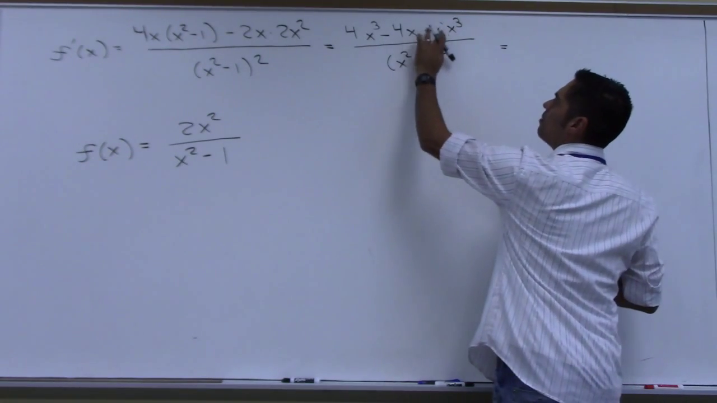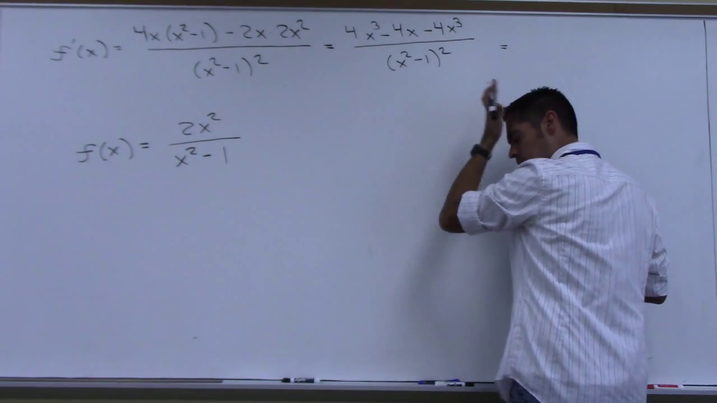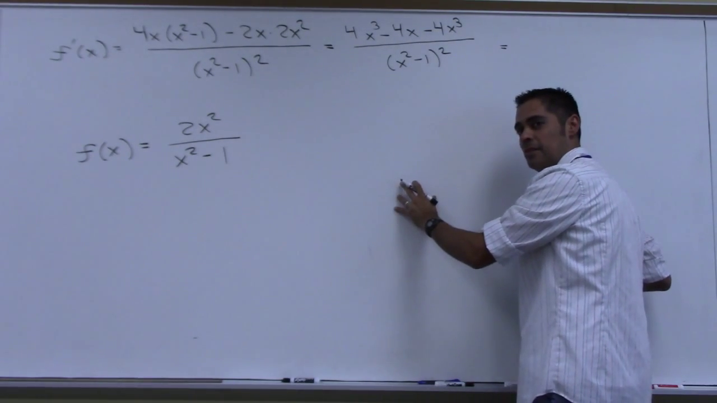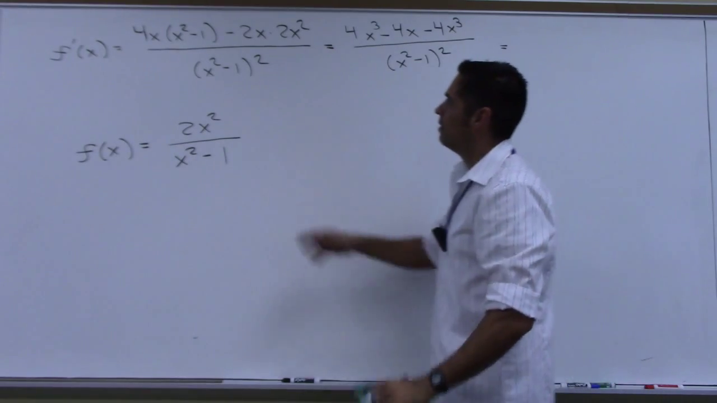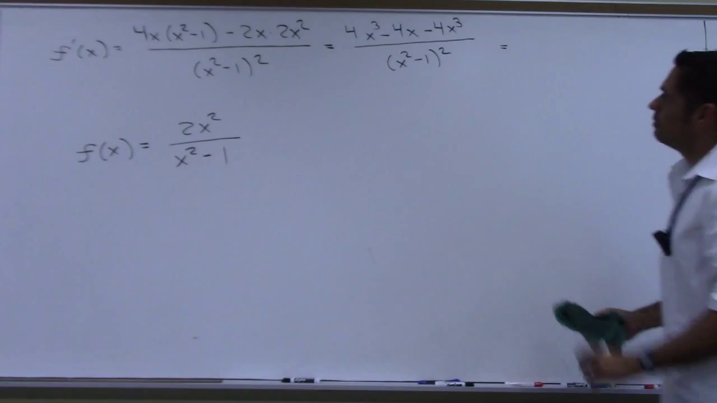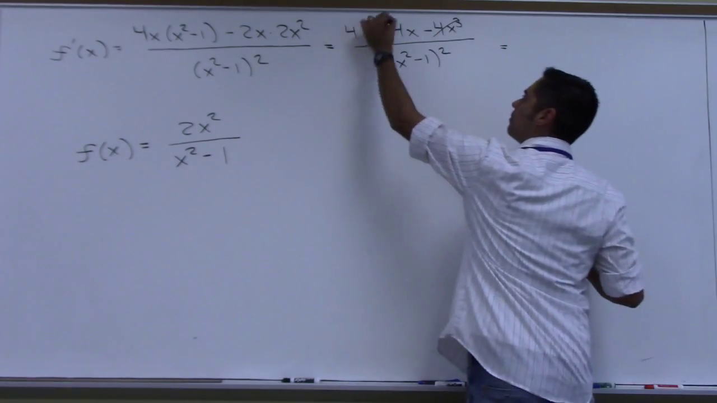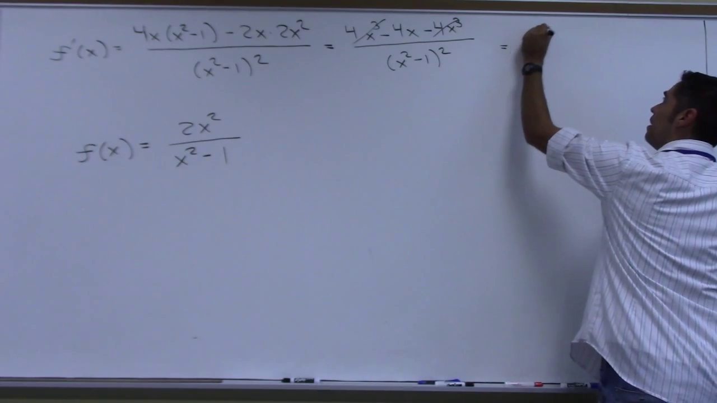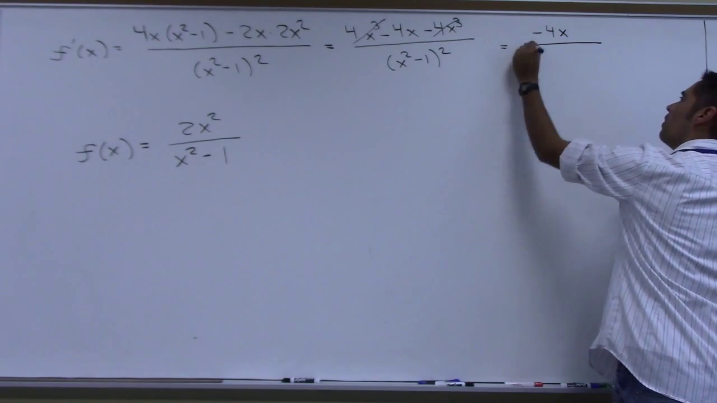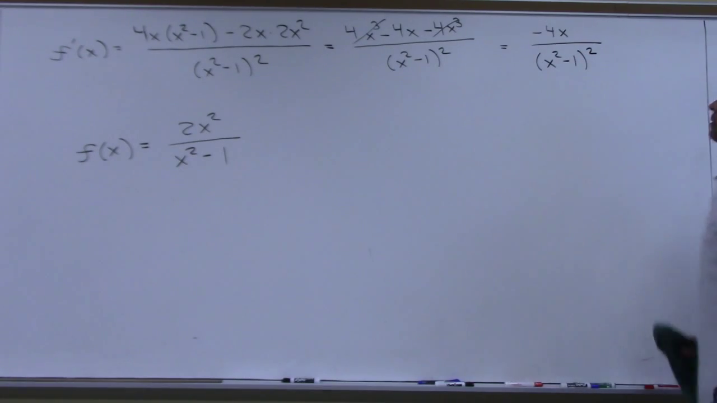Wait, they are going to cancel, right? Look, this right here should be a what? 4. Okay. Go with me? 2 times 2 is still 4, Robert. All right. So they do cancel. Negative 4x over x squared minus 1 squared. That's my derivative.